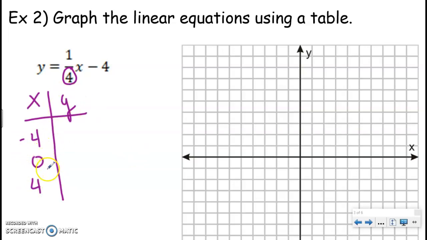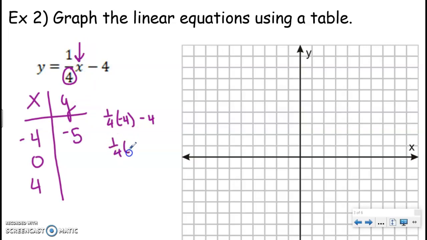It doesn't matter which order you plug it in there. The reason I do that is because when I do 1/4 times -4, it actually gives me a whole number there instead of a fraction. Okay, so 1/4 times -4 is actually -1, minus 4 is -5. Okay, and again, we're plugging that in for our x there.